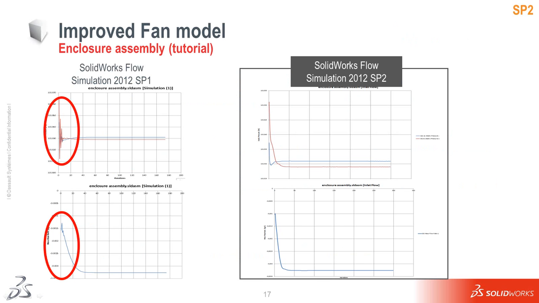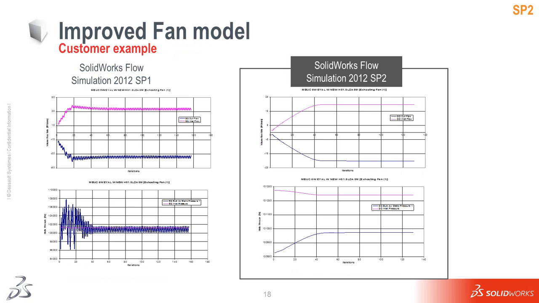So let's review some examples of convergence plots for simulation with fan to compare them between SP1 and SP2, so SP2 using the new fan model. Here is the SolidWorks Flow Simulation tutorial of the electronic enclosure assembly. This model contains only one fan, but you can see that the first iterations are smoother with the new fan model. Here is a customer example from our technical support group. The new fan model offers a better convergence, as you can see on the right side of the slide.